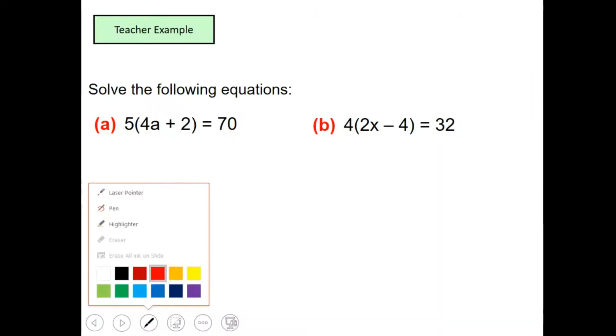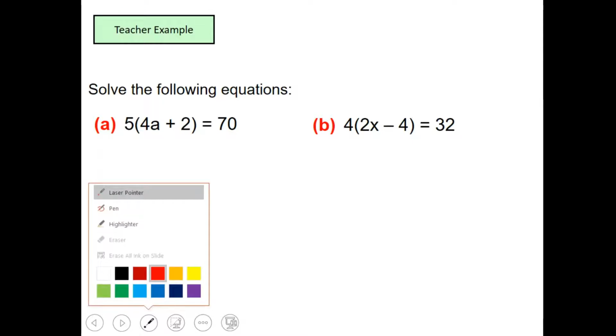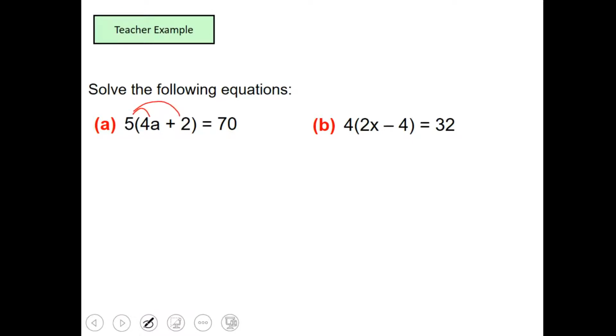So, looking at the first example, it's similar to what we did last lesson. You've got a bracket here to expand, except there's this equals 70 section, okay? So what you need to do is expand the bracket as you normally would, 5 times 4a and 5 times 2, which will give you 20a plus 10. And then just remember there's this equals 70 sitting on the end. Now this is now a two-step equation, so you will do what you normally do to solve two-step equations.